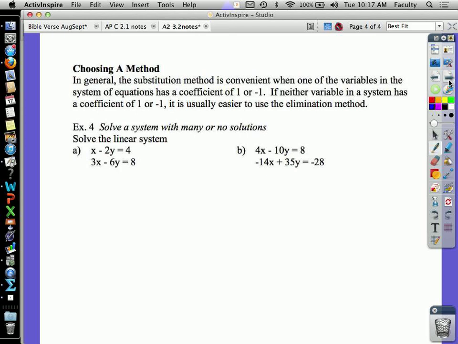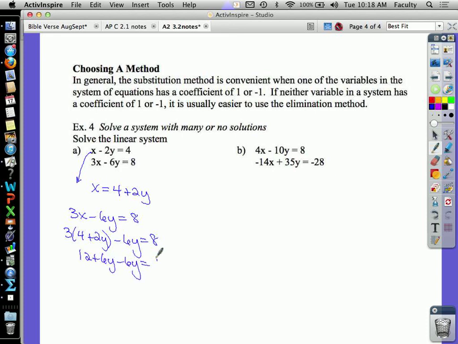So in letter A, since that x up here has a 1, let's go ahead and add the 2y to both sides, and we'll practice the substitution method. You could do it the elimination method, there's nothing wrong with that. But then let me plug it into the other equation. And I get 12 plus 6y minus 6y equals 8. Now the variable drops out, and I need you to write something down for me that this will help you.